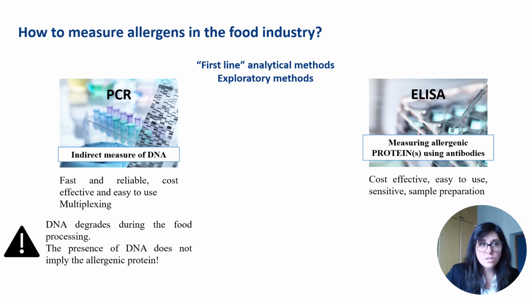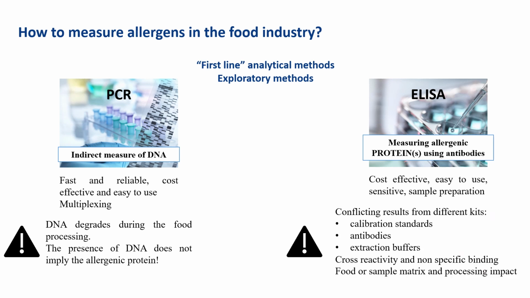PCR is useful when analyzing raw ingredients, but suffers from matrix effect, and the DNA also degrades during food processing. Its presence does not imply the presence of the allergenic protein, and it is also challenging to convert the number of DNA copies to the measurand. The ELISA measures the hazard. However, conflicting results may arise from using different test kits depending on several factors, and the results can also be influenced by the food matrix and the food processing.